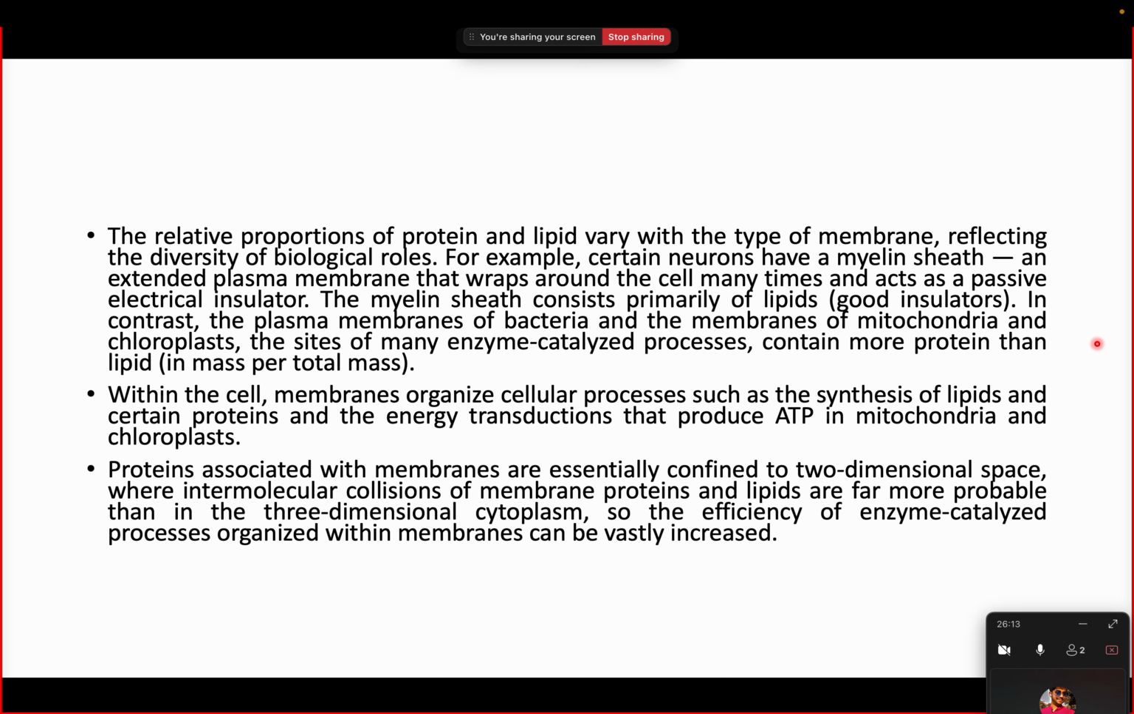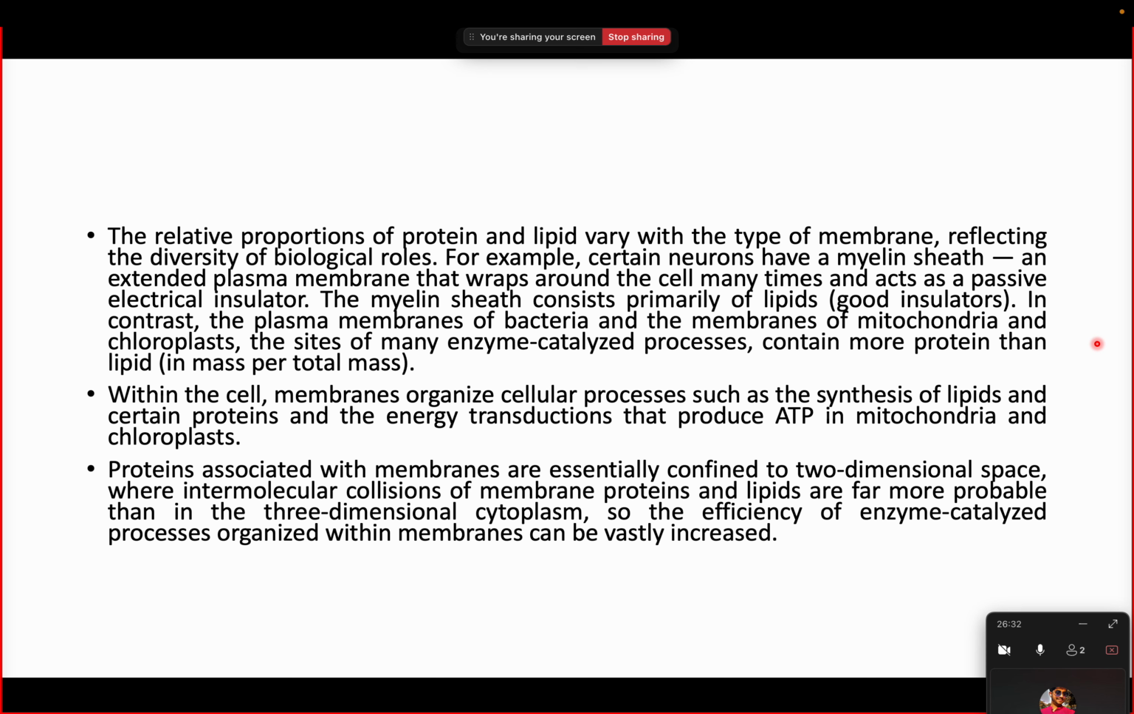Since the beginning of the sessions, I've been putting forth this point that membranes are asymmetric in nature. So the question arises: where is this asymmetry coming from? A biological membrane has two major components, that is lipid and protein.